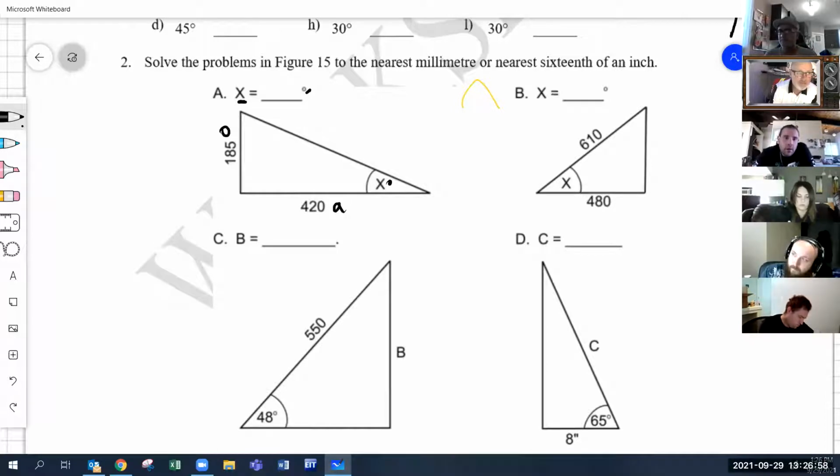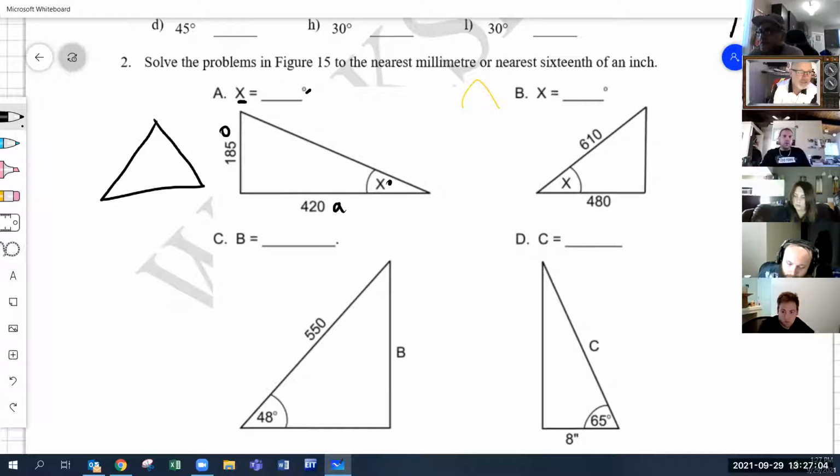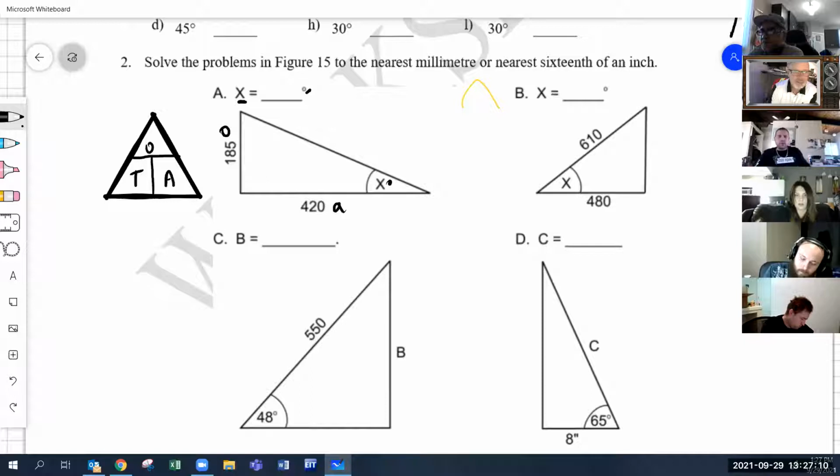So now in my head, I can go SOH CAH TOA. Which one am I going to use? I am going to use this one. I'm going to use TOA. Because that's what I have. And I want the angle. Okay, so this is the first step in solving anything in trigonometry, is finding out what you have and what you need and using the right formula.